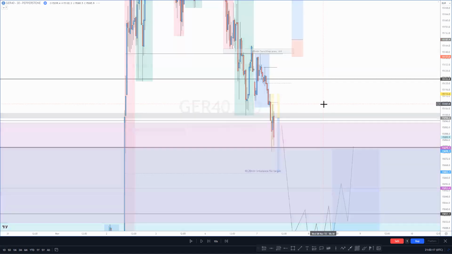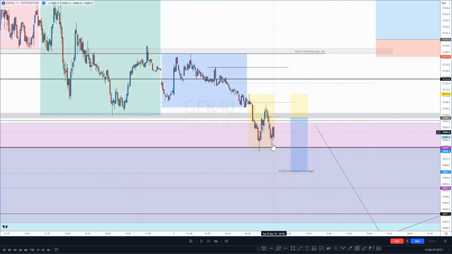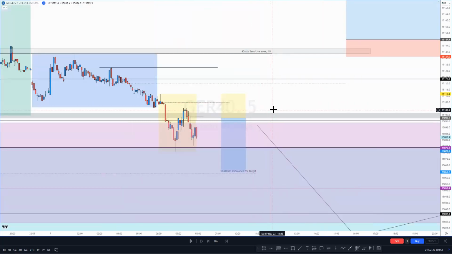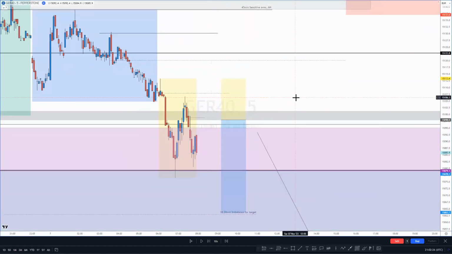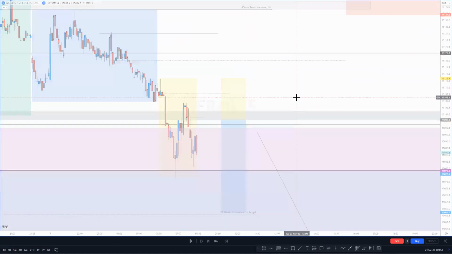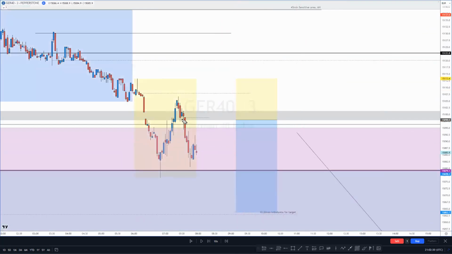That was the idea today, and why I was a little bit hesitant to take those sells off the bat. Looking at price action, we had where I thought price could have come back to. If I show you the 3 minute, we had this imbalance. So I thought price could come back up to there. We had these imbalances.